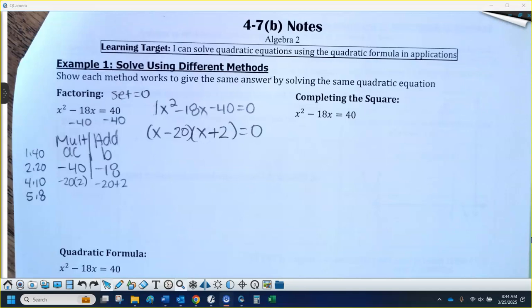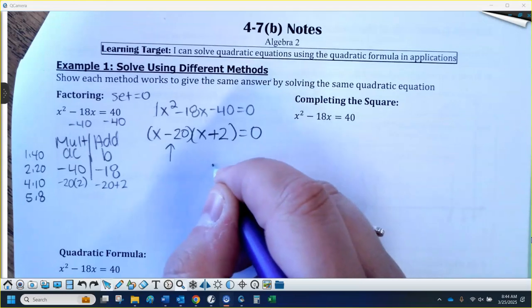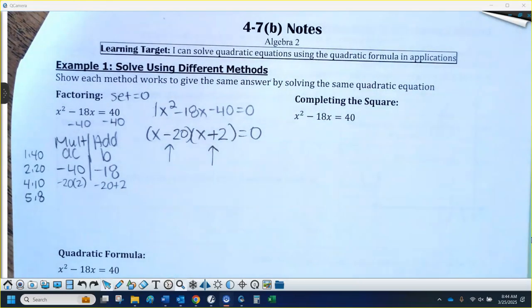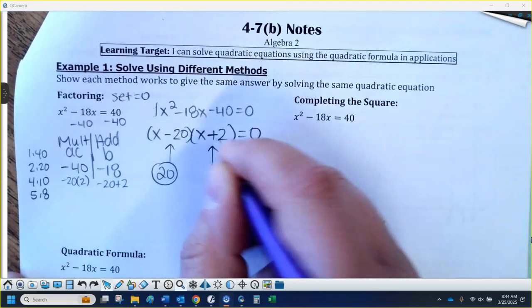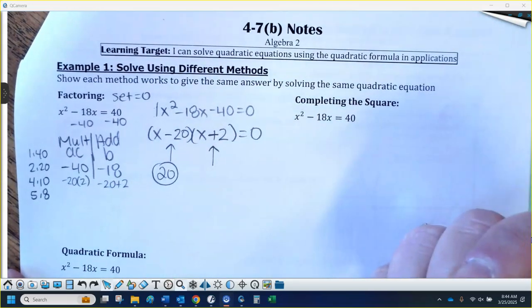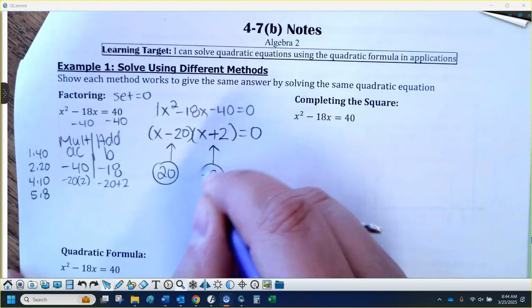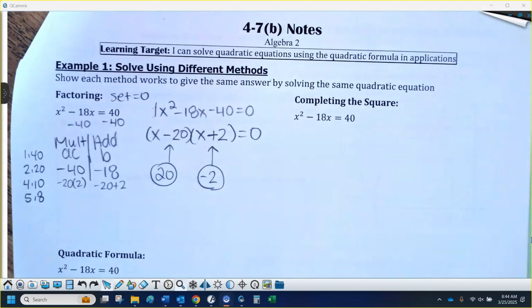But if we have the factored form, you can tell me the answers real quick, because it's just what would you plug in for x to make that little set of parentheses 0. So if I had x minus 20, what would you plug in for x to make that 0? Plus 20. Okay, if I had x plus 2, what would you plug in for x to make that 0? Negative 2. Those are your two answers. Done with the question. That's it.